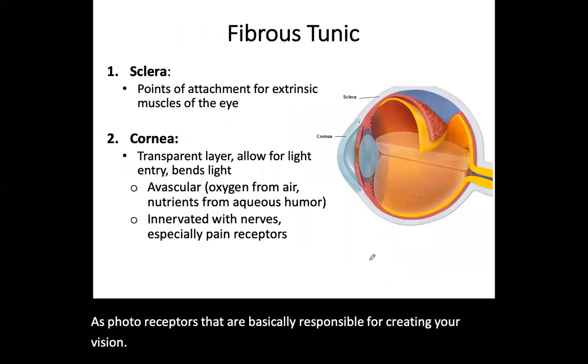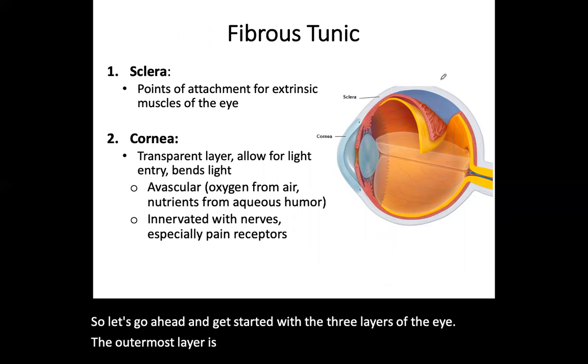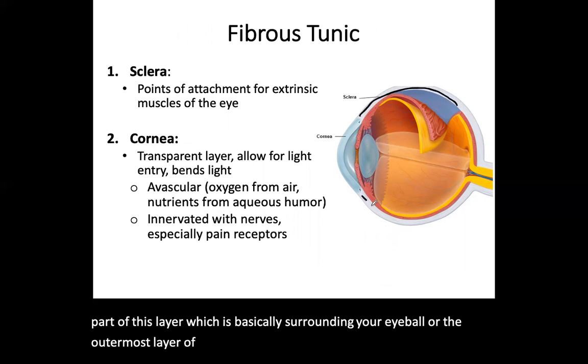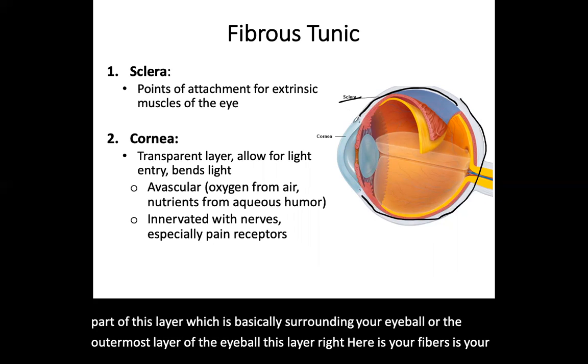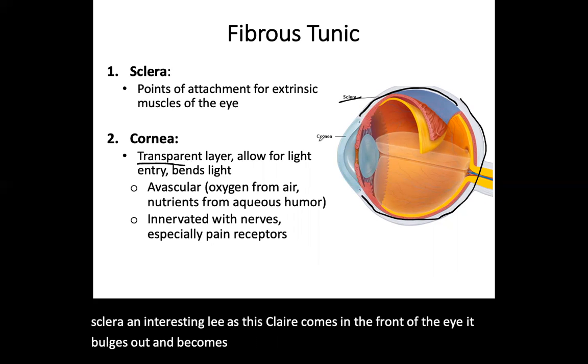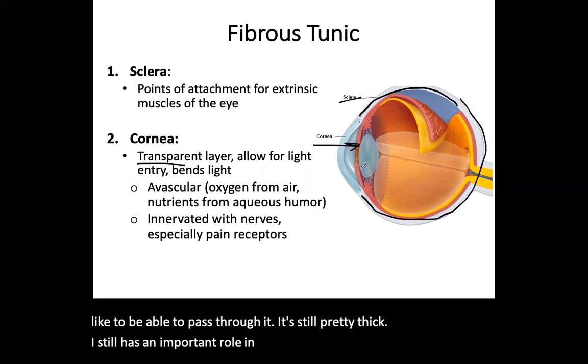So let's go ahead and get started with the three layers of the eye. The outermost layer is the fibrous layer. We have the white of the eye as part of this layer, which is basically surrounding your eyeball, or the outermost layer of the eyeball. This layer right here is your sclera. And interestingly, as the sclera comes to the front of the eye, it bulges out and becomes transparent because you basically want the light to be able to pass through it. It's still pretty thick. It still has an important role in terms of protection.